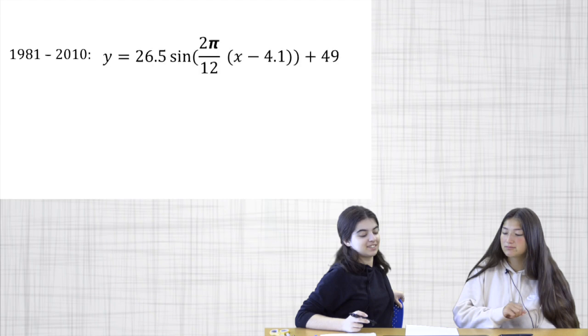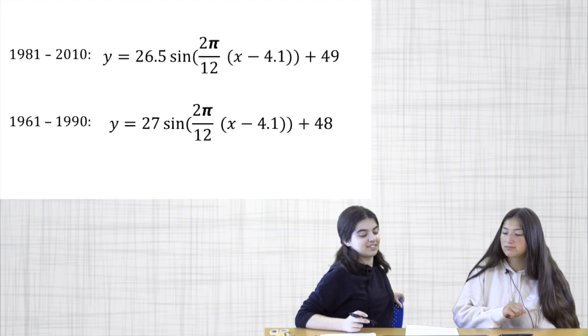The equation the students developed based on the 1981 to 2010 data is y equals 26.5 times sine of 2 pi over 12 times x minus 4.1 plus 49. The equation based on the 1961 to 1990 data was y equals 27 times sine of 2 pi over 12 times x minus 4.1 plus 48. Take a minute to compare these two equations, and then watch Mary and Claire discuss their differences.